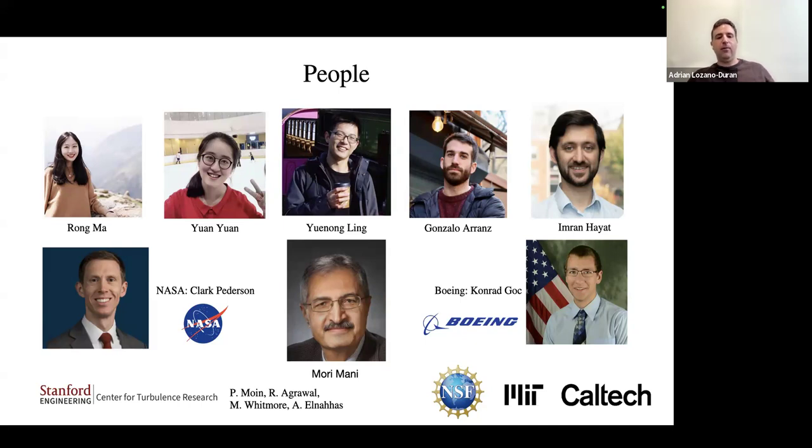I also want to mention our collaborator there, Clark. And then there is a low speed component, and that's supported by Boeing. And there is Gonzalo and Imran, and then our collaborators from Boeing, Conrad, and Morimani. And we also have some support from NSF. And part of this, the prototype of this model, was developed in a summer program in Stanford. So I also wanted to acknowledge that and acknowledge some people that helped us to generate the database. So this is Perviz, Moin, Raul, Michael, and Ahmed.